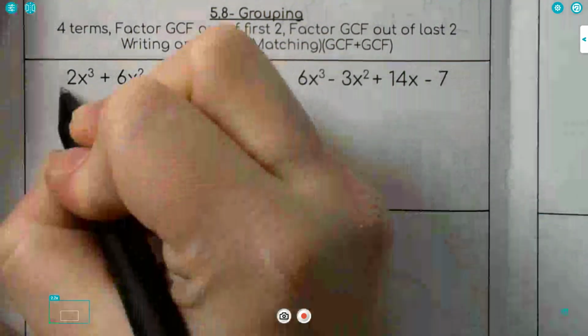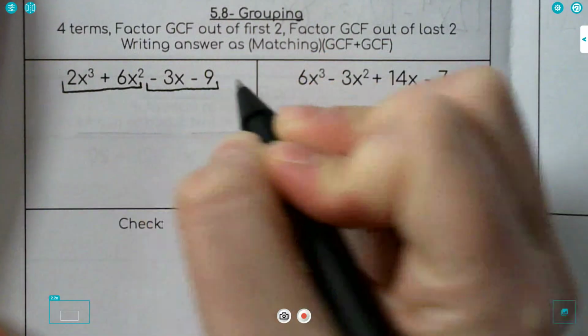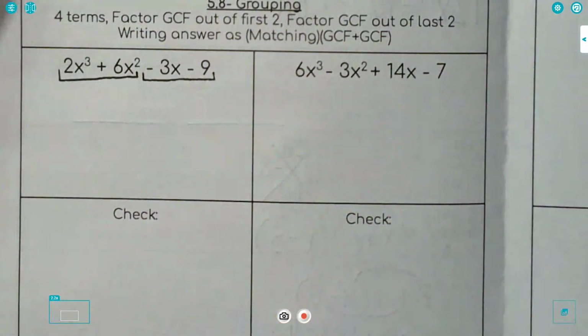So we factor the GCF out of the first 2 guys. We factor the GCF out of the last 2 guys. And then what's left behind should be matching. And we write the matching part as one factor, and then our 2 GCFs as the other. So let's do this, and then we'll see the matching.